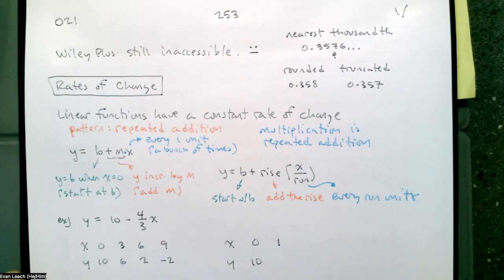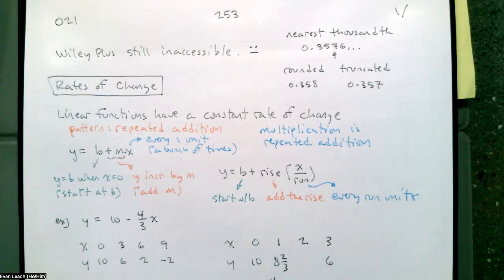Oh, well. 10 and negative 4/3. So 9 and negative 1/3. 8 and 2/3. Is that right? Close enough. And so on. I'll do that one. I'll just get to the one that I know.